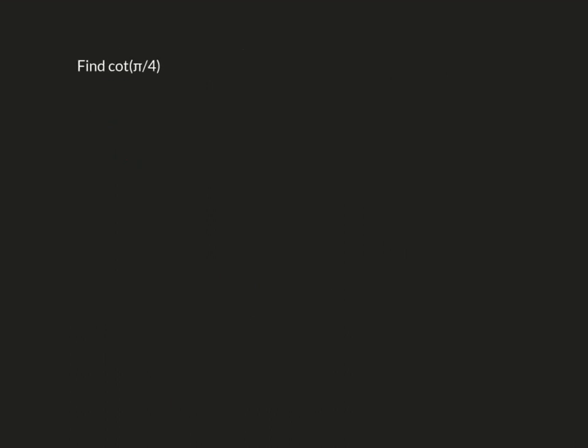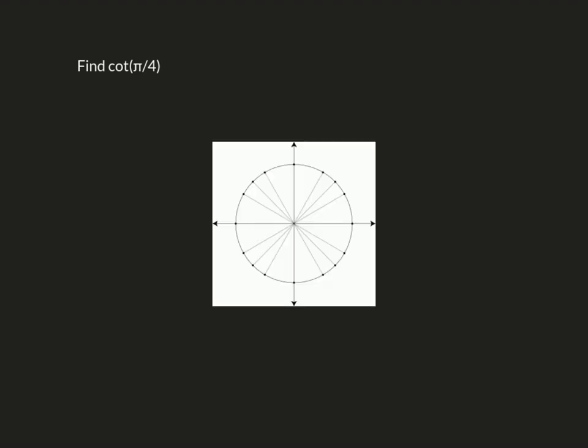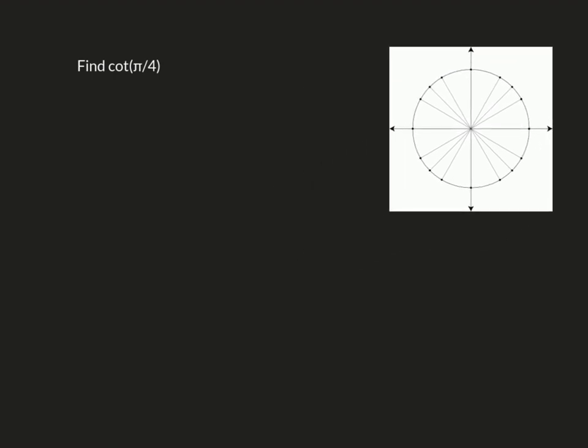What we need to do here is find cotangent of pi over 4. Like I said, use the unit circle to figure out what pi over 4 is. If you want to do it the math way we just learned, you can do that. I'm going to give you time to pause and figure it out for yourself, what degree measure pi over 4 is.